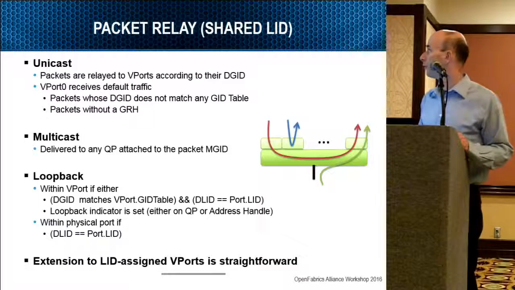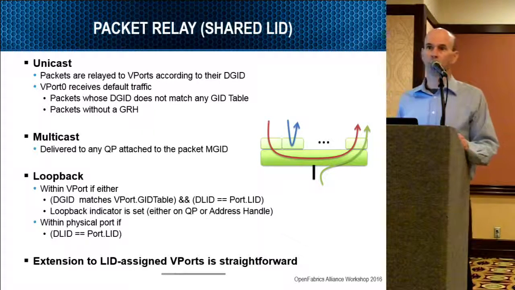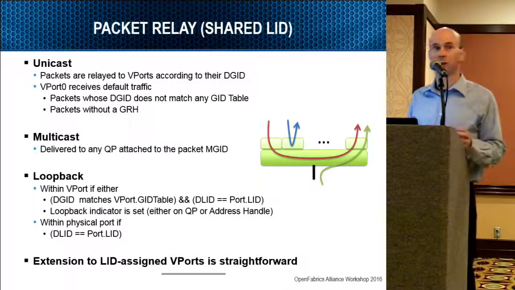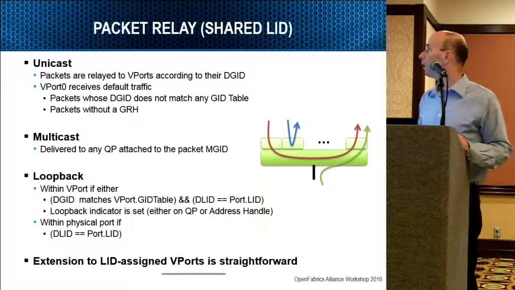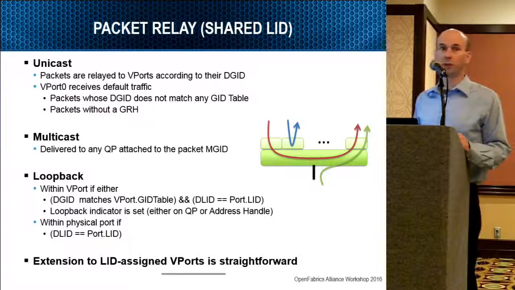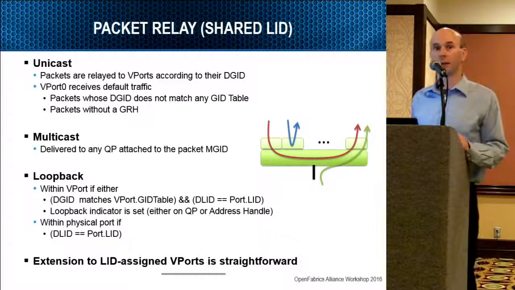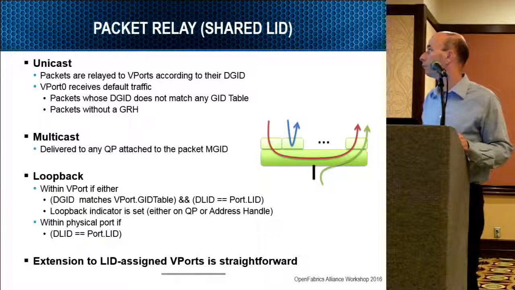So this could be either packets whose destination GID doesn't match any GID table, and in InfiniBand, that's a perfectly valid case. For example, UD doesn't care about the GIDs. It's a transport check. And also packets without any GRH. This is important because it's what makes it backward compatible. So VPort 0 can just get packets without a GRH if there are nodes that cannot generate those.